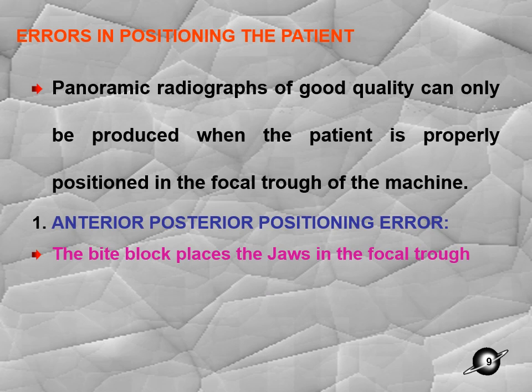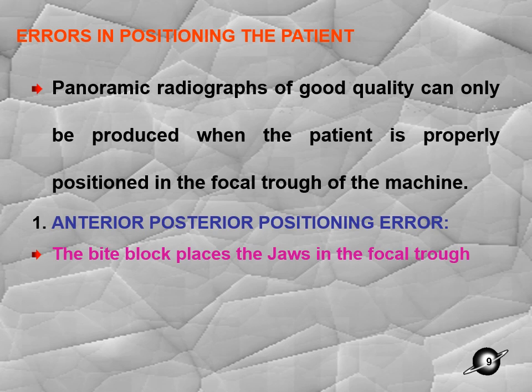Errors in positioning the patient. As I told you, we need to position the patient in all three different directions. That is, the mid-sagittal plane needs to be perpendicular to the floor, the Frankfurt plane needs to be parallel to the floor, and the patient needs to bite exactly with the central incisors on the bite groove present on the focal trough. So to get good quality images, we need to properly position the patient in the focal trough.